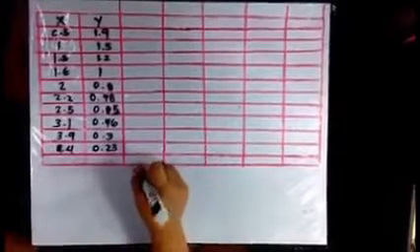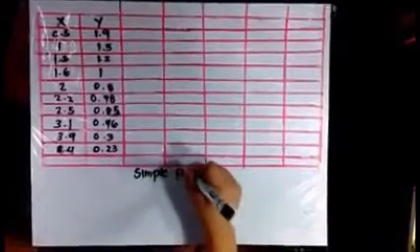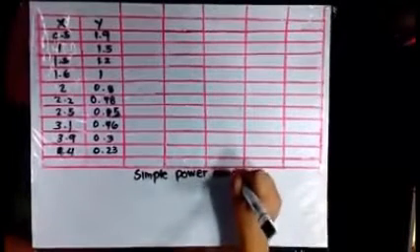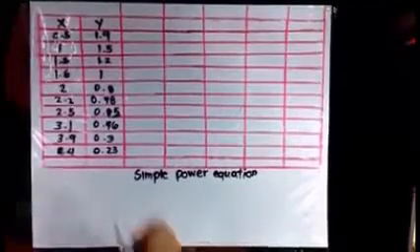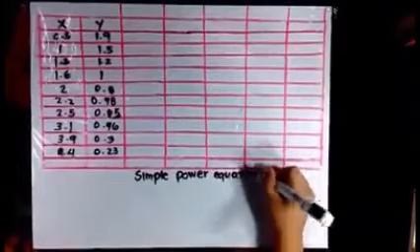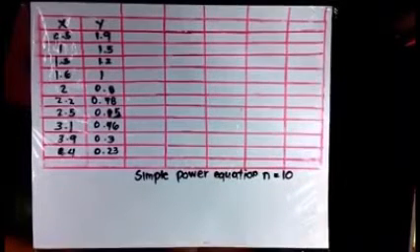Given the following data, we are computing for the simple power equation. We have here 10 values of x and 10 values of y. So our n is equal to 10.